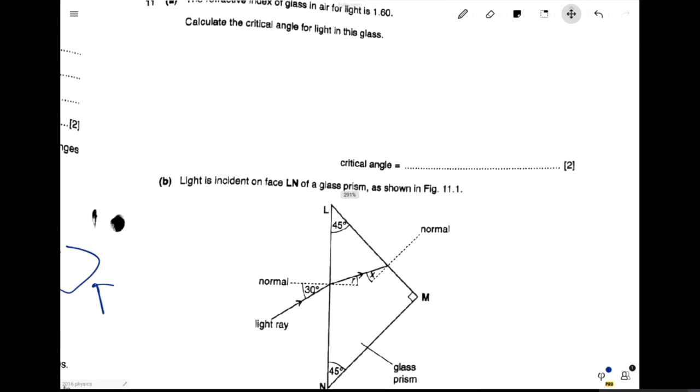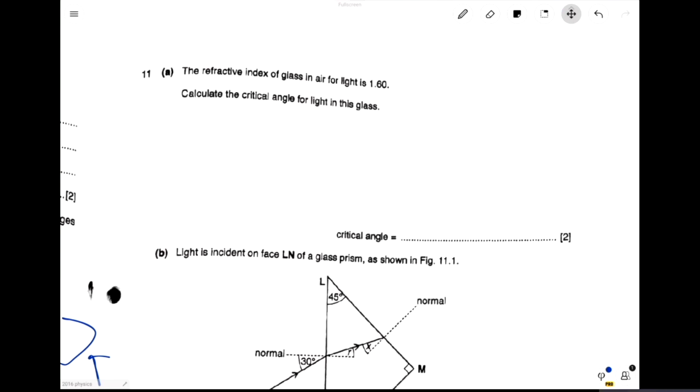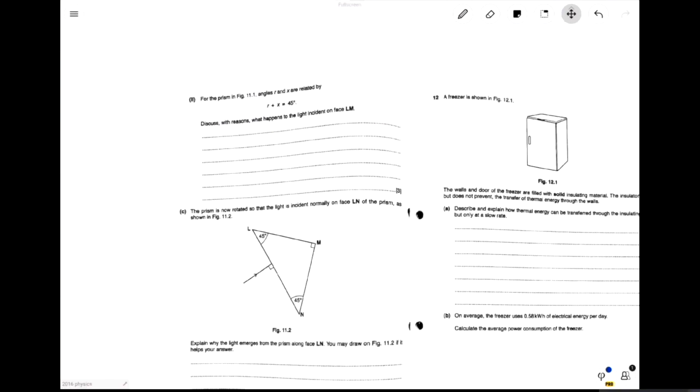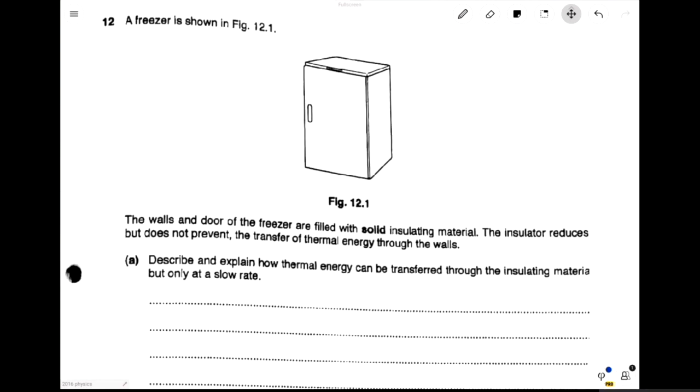Okay, next. Critical angle? No. Depends what the other question is. Okay, look at the other question. This is about the fridge. Thermal energy. Heat. Alright, so there's an insulator, right? So heat is conduction, convection, radiation. So they're basically asking how does the fridge prevent the transfer of thermal energy?